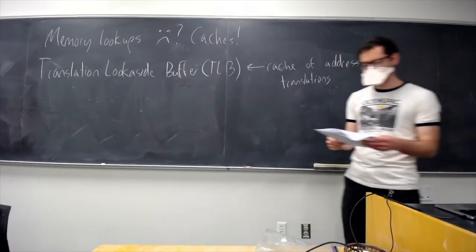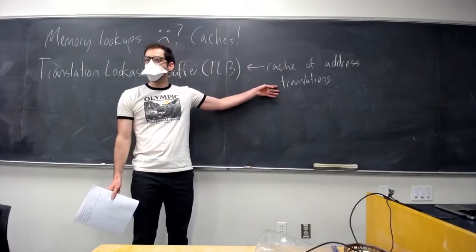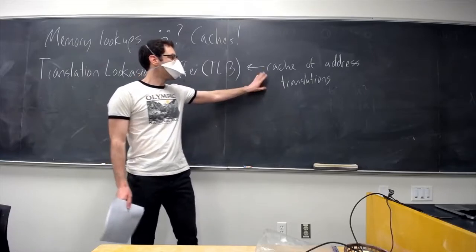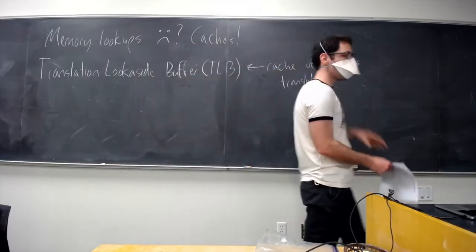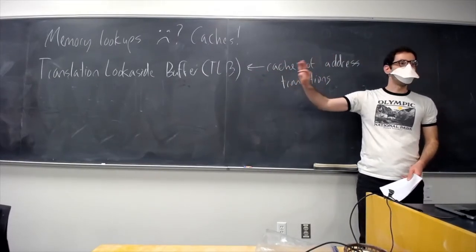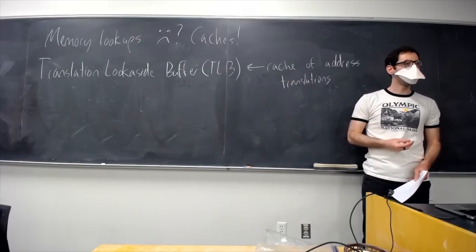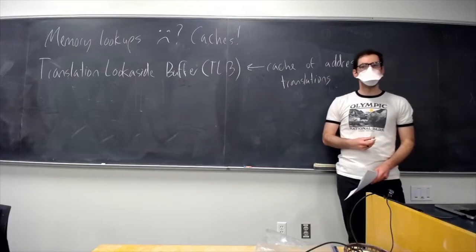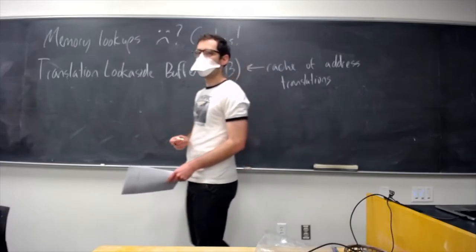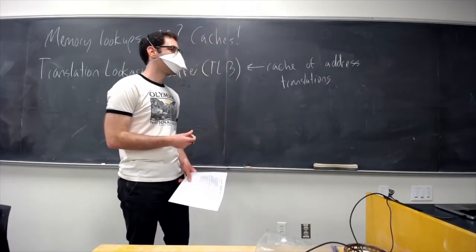So what would we need to actually store in our TLB in order to be able to get from this cache what we need to avoid all sorts of page table lookups? The virtual address, physical address in some way.